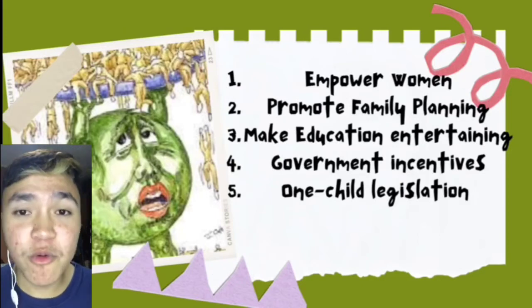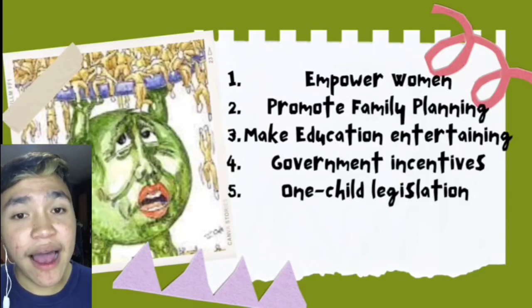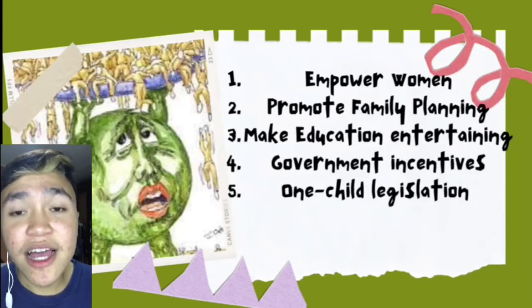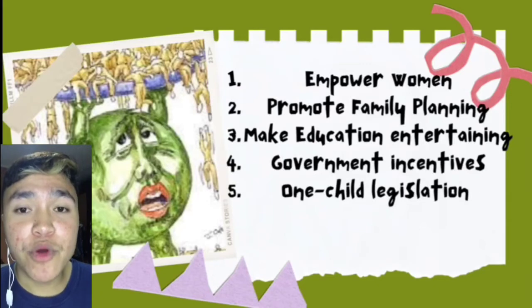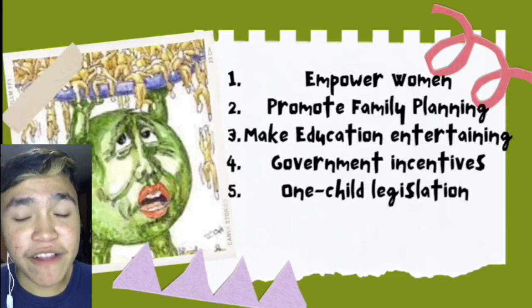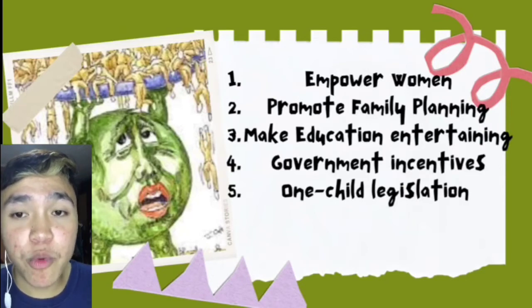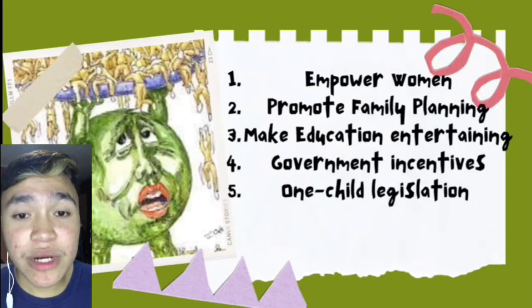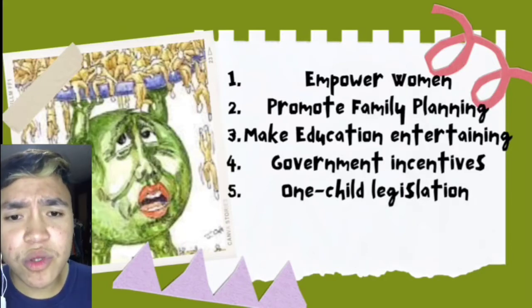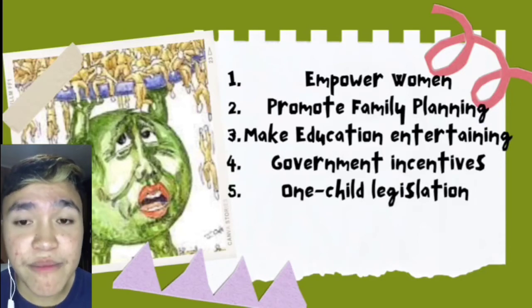And the last one is one-child legislation. During China's highly controversial one-child policy, fertility fell from 6 births per woman in the 1960s to 1.5 in 2014. However, Amnesty International reports that the policy led to coerced or forced abortions and sterilizations. It also disrupted traditional support structures for the elderly and led to a gender imbalance.